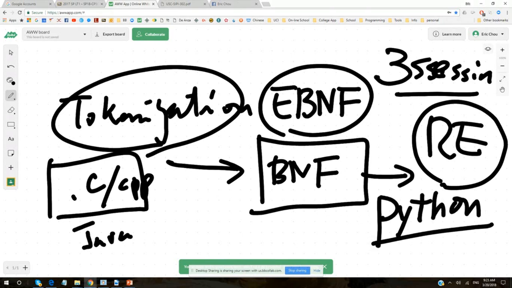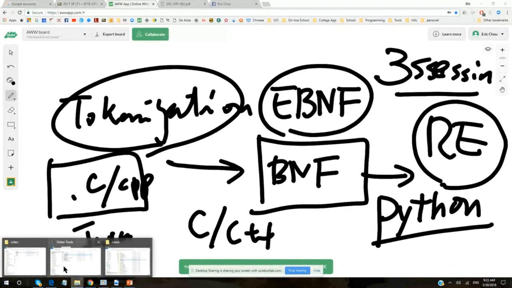Okay, and in last year's sessions I introduced Flex and Bison. That's in the C++ language. I believe that of the students I know, probably only 10% or 20% have a C and C++ background. So this year I try not to make it too stressful for you. So I pick this different track, and I will mainly use Python as an example.